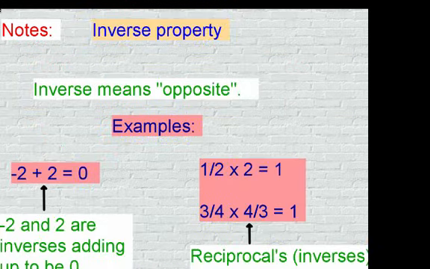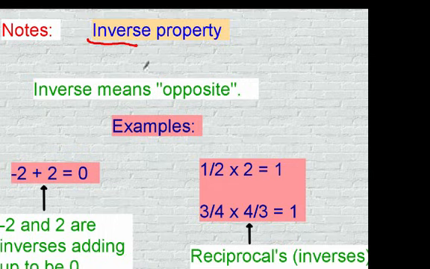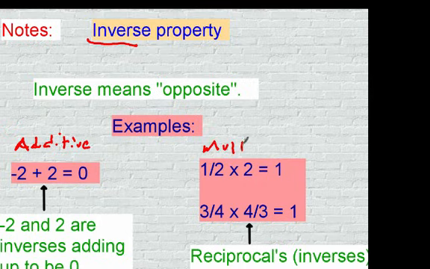Next up, we have the inverse property. And inverse just means opposite. All right? An inverse is a number we combine with another number to get the identity. So there are two different inverses for a number. There's the additive inverse, and once again, there's the multiplicative inverse.